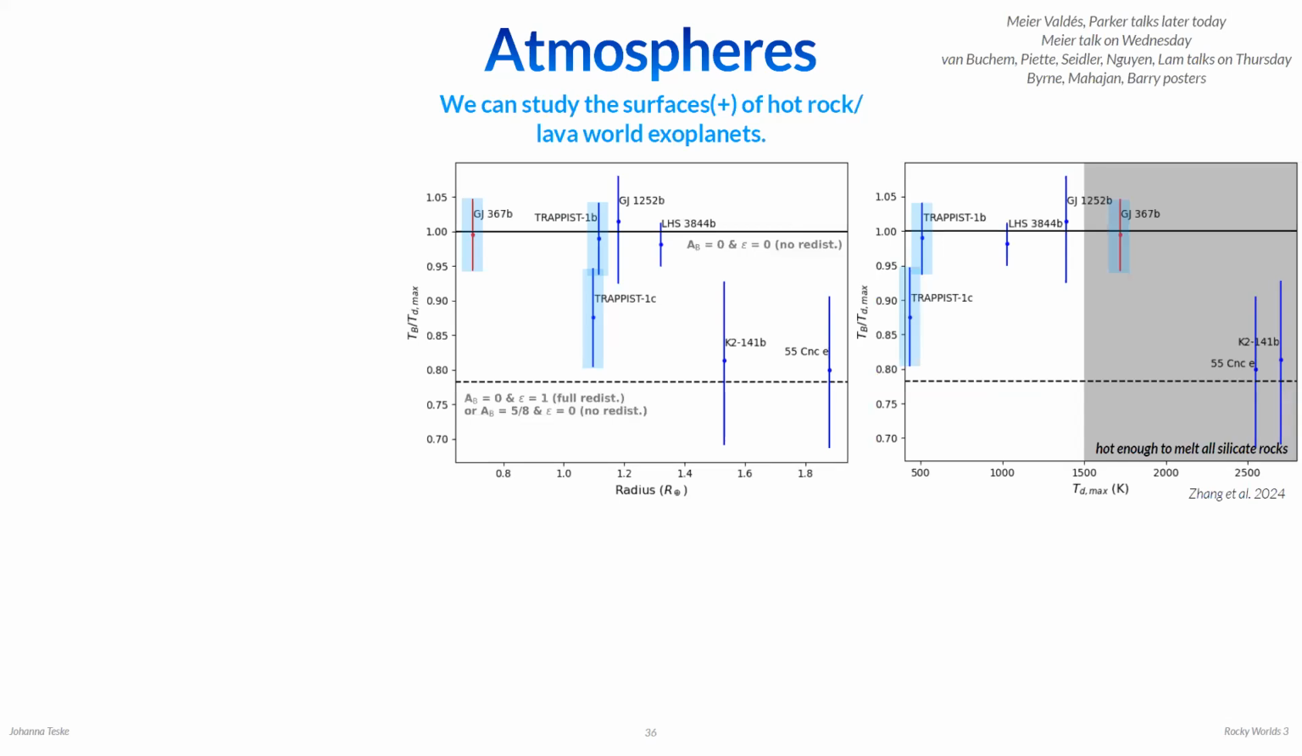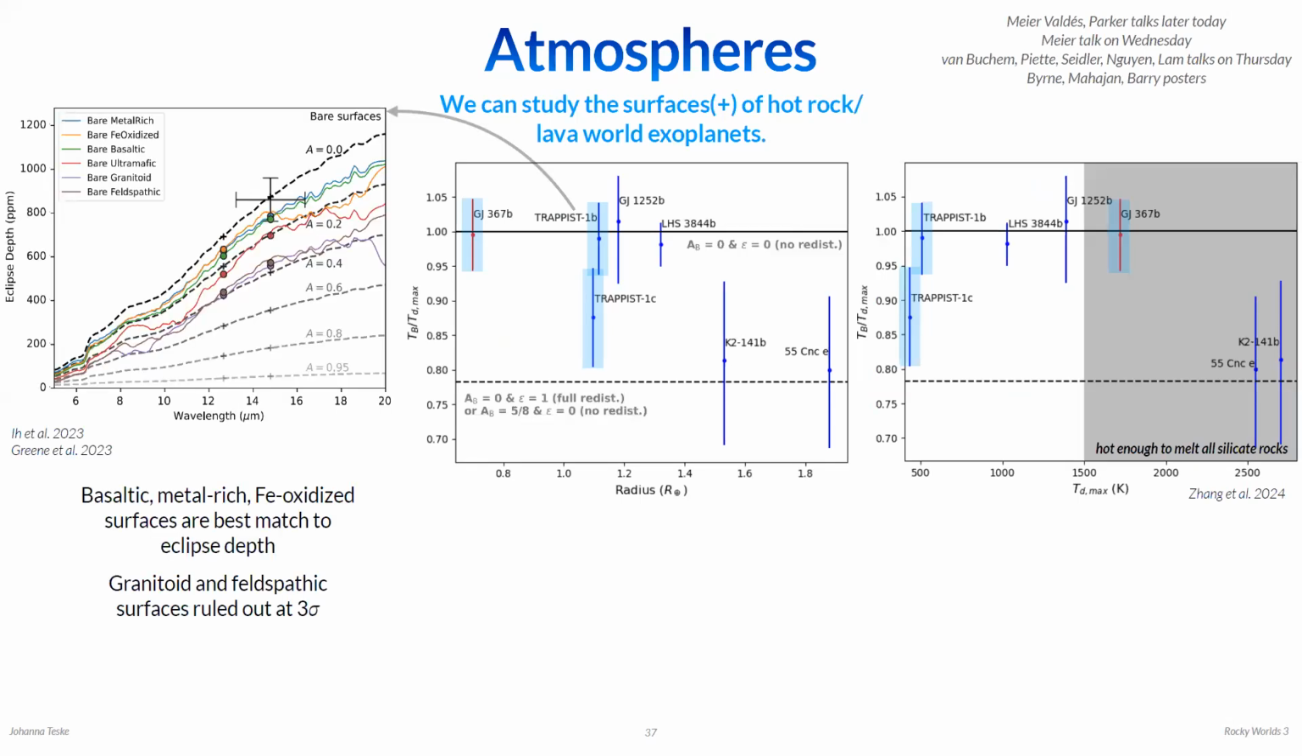Okay, so this isn't exactly atmospheres, but I think it's exciting. We can start to study the surfaces of very hot planets. We've heard about the TRAPPIST-1 planets and how whether they have atmospheres is still a little bit of a question, but at least for TRAPPIST-1b, it can be matched with a basaltic, metal-rich, or iron-oxidized surface. In these plots, I'm highlighting the JWST-observed planets with blue shading, but interestingly, GJ 1252b and LHS 3844b, which were observed by Spitzer, are also consistent with this surface composition. The granite-wood and feldspathic surfaces aren't good fits, so that's already interesting.